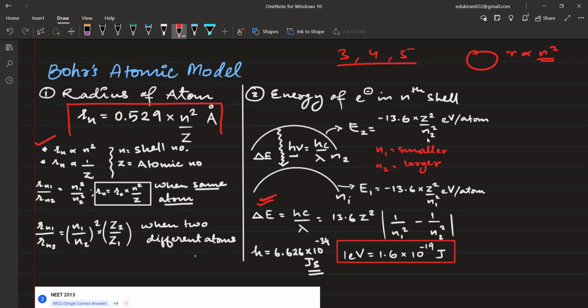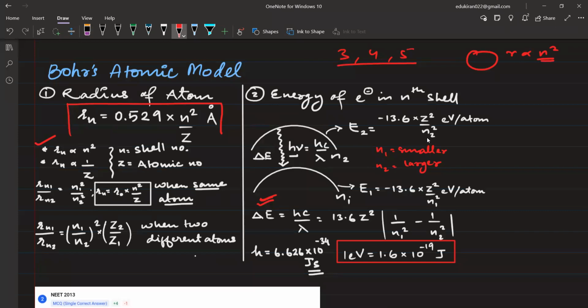Now for a same shell, for a same atom, radius of one orbit divided by radius of another orbit will be equal to the ratio of first orbit and second orbit का square, ठीक है, तो the ratios क्या हो जाएंगे इसके, इस तरह से हो जाएंगे Rn1 upon Rn2 is n1 upon n2 का whole square, ठीक है, because Rn is equal to R naught, एक कोई constant into n square upon z for the same atom, this is only for same atom.